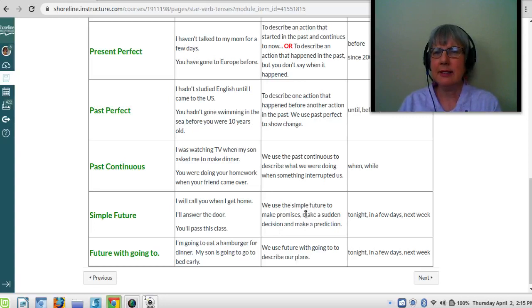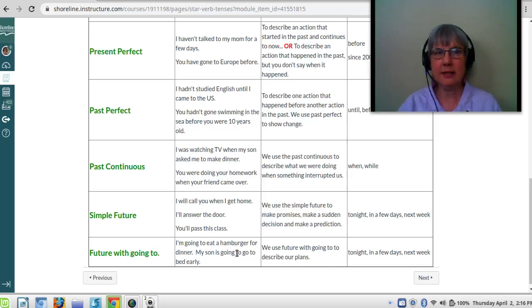And when we make a sudden decision, bring, bring, bring. Oh, I will answer the phone. I will get the baby. So when you quickly make a decision about the future, you use will. Or to make a prediction. Oh, look at your hand. Oh, you will get married next year. Oh, you will have 5 children. Oh, you will live in a big house. That means make a prediction. So I would say, I will call you when I get home. I'll answer the door and you will pass the class.